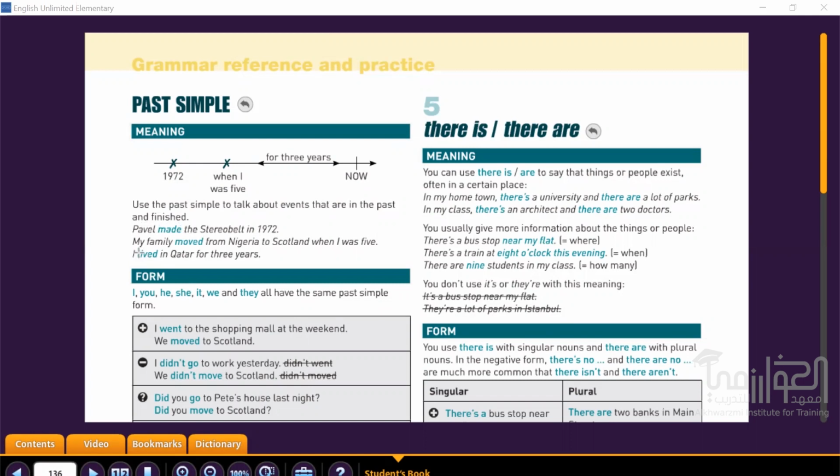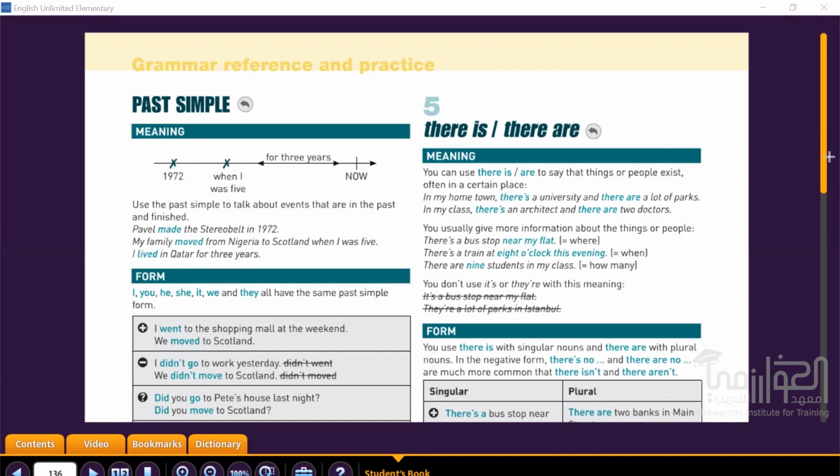Now we can also have another example here. My family moved from Nigeria to Scotland when I was 5. And on the timeline, you can see it here, something that happened in the past. And then we have another example. I lived in Qatar for 3 years. So for this 3 years, this is fatra. And we can also use the past simple for it.